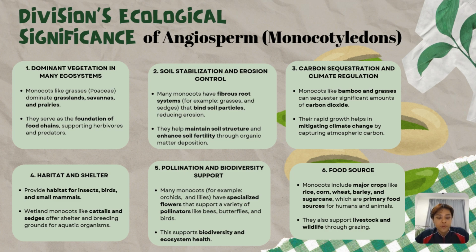Last but not least, food source. Monocots include major crops like rice, corn, wheat, barley, and sugarcane, which are primary food sources for humans and animals. They also support livestock and wildlife through grazing.